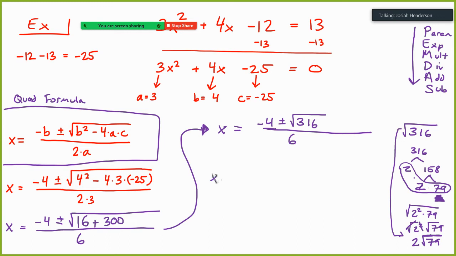Okay, so back to the quadratic. Back to that original example we were doing, folks. We have -4 plus minus. Now it's not root 316, it's 2 root 79. And it's over 6.